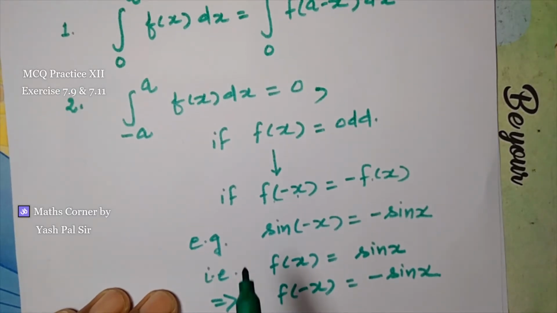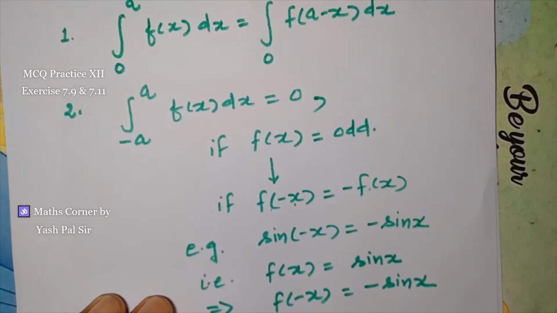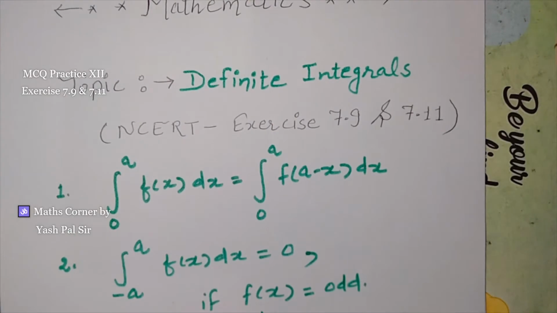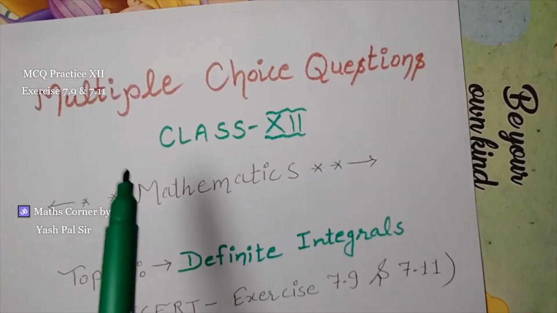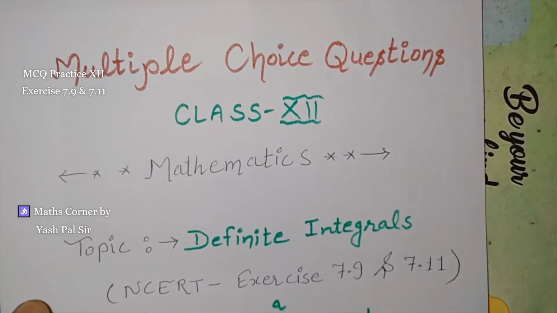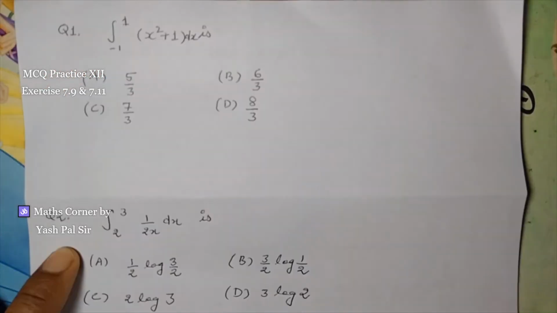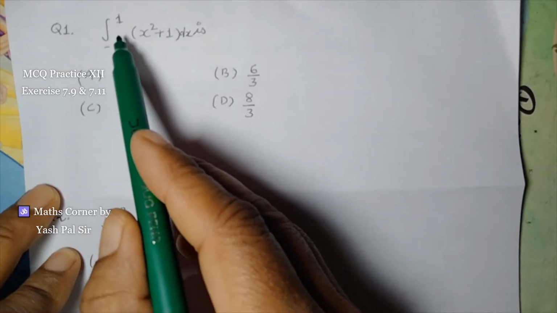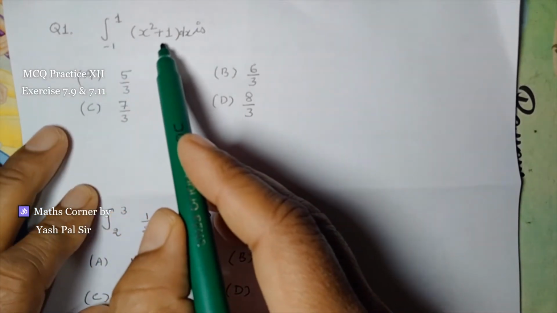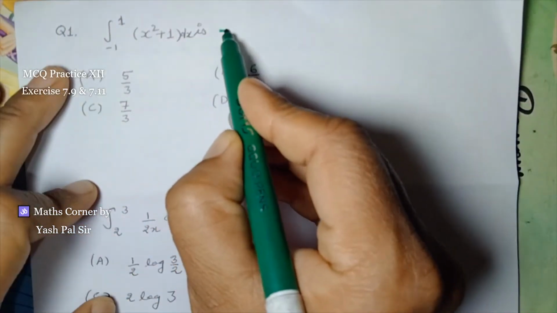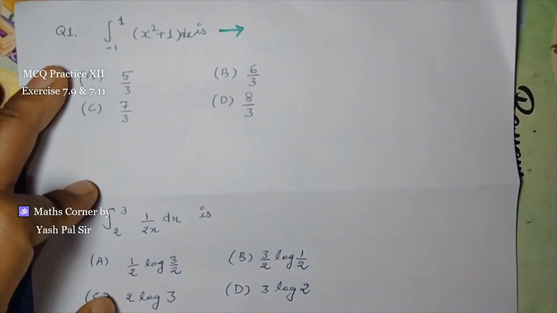Okay, so on the basis of these two properties, a few multiple choice questions are framed. So let us see what the questions are. The very first question, question number 1: limit from minus 1 to plus 1 of x square plus 1 dx. So this is simply a question of definite integral.